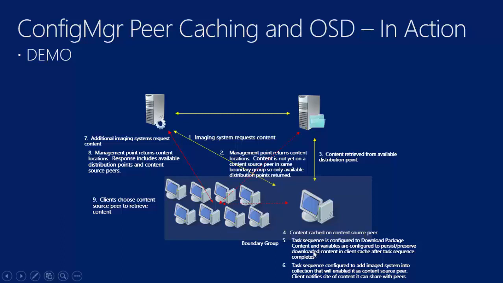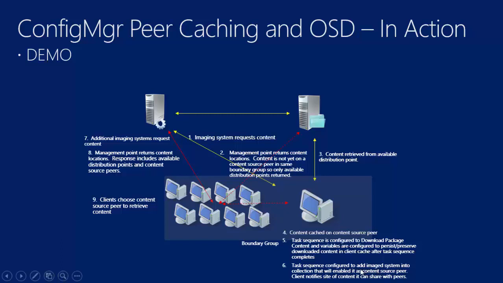And then the TAS sequence is configured to download the package content, and variables are there to configure that it will persist and preserve the downloaded content in the client cache after the TAS sequence completes. And the TAS sequence is configured to add the image system into a collection so that it receives the options to become itself a superpeer.